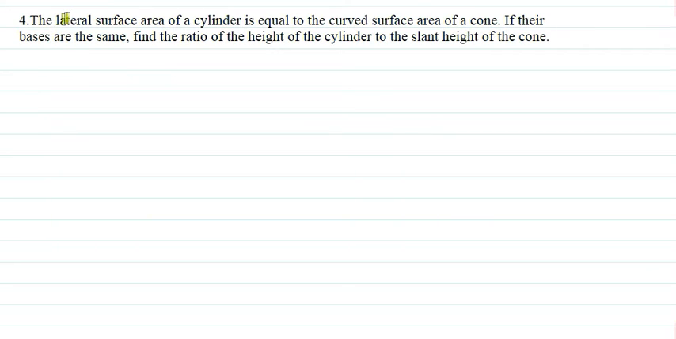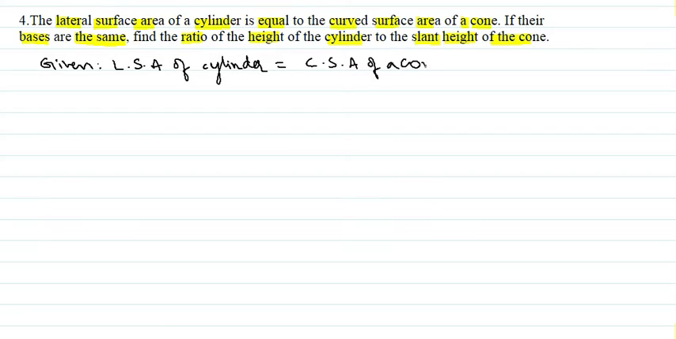Next question, fourth one. The lateral surface area of a cylinder is equal to the curved surface area of a cone. If their bases are the same, find the ratio of the height of the cylinder to the slant height of the cone. Here given, lateral surface area of cylinder is equal to curved surface area of a cone. So these both are equal.